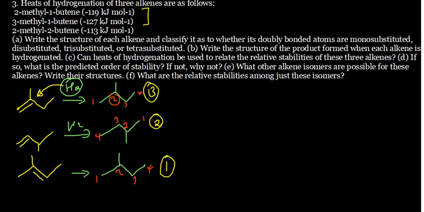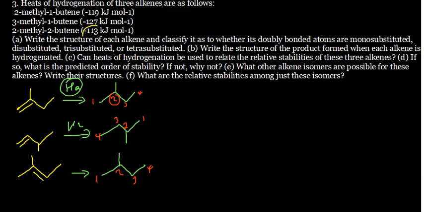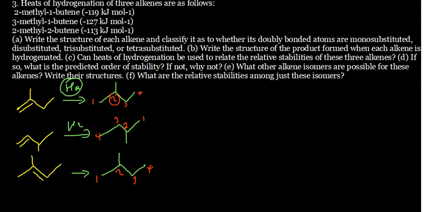Or maybe I followed the values wrongly. So we're supposed to get the smallest value and then the next. Which one is the smallest value here? So if we consider this one, negative 113, negative 127, negative 119. Which one is the smallest? So from the stability here, the most stable is going to be this one, followed by the first one, and then this one. Okay, like that.